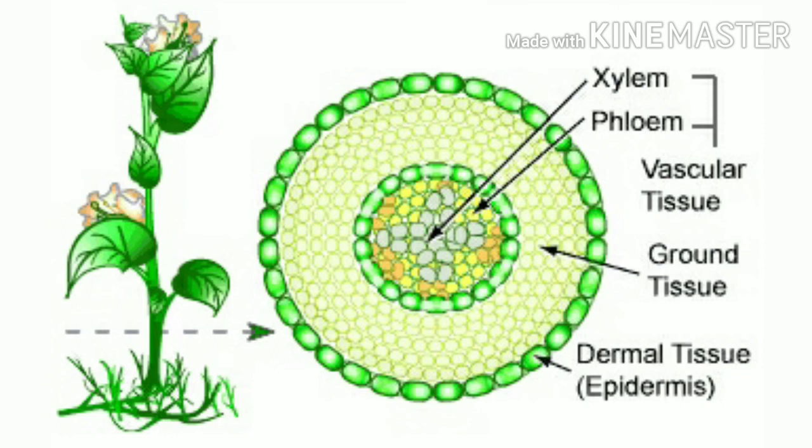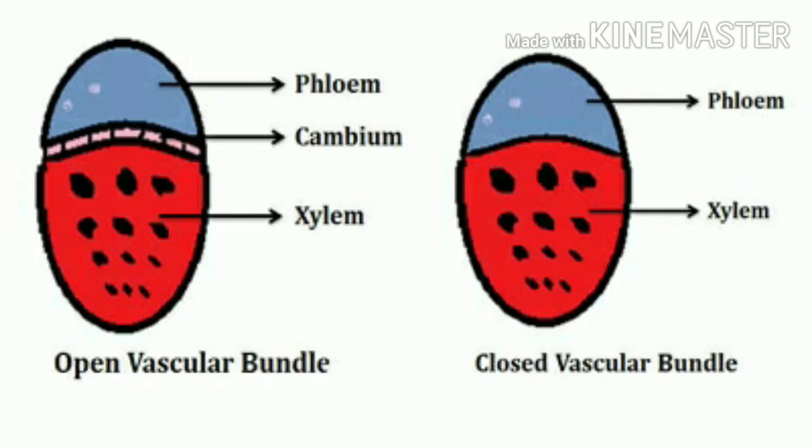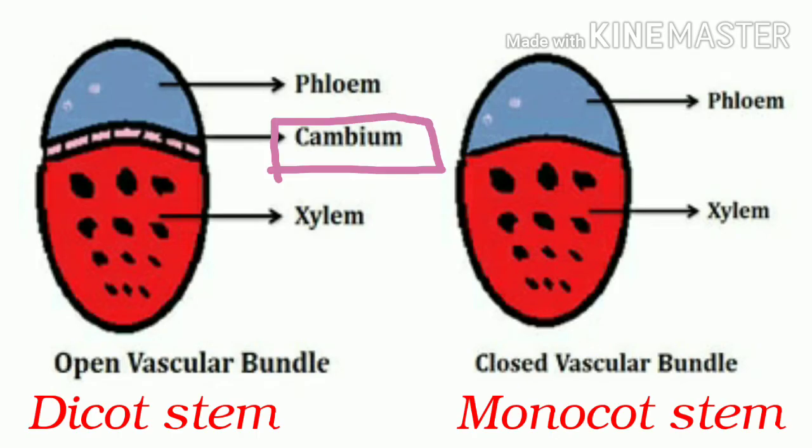Now the third type of tissue is the vascular tissue system, which consists of complex permanent tissues, the xylem and phloem. Xylem and phloem together are often referred to as vascular bundles. In case of stems, cambium is present between xylem and phloem. Such vascular bundles are capable of dividing and producing secondary xylem and secondary phloem during secondary growth.